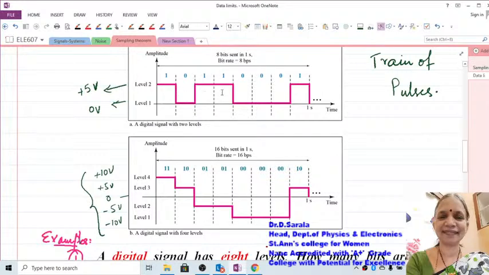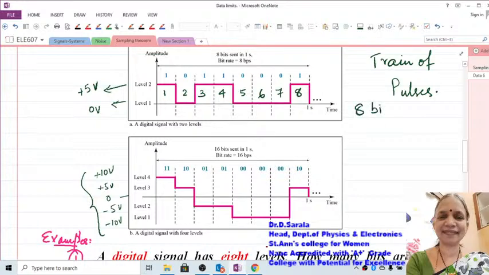1, 2, 3, 4, 5, 6, 7, 8. You can see this. This is the first bit. 1, 2, 3, 4, 5, 6, 7, 8. So you are sending 8 bits in 1 second. So the bit rate is 8 bits per second.